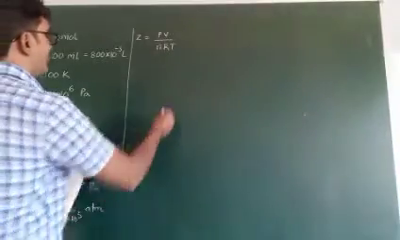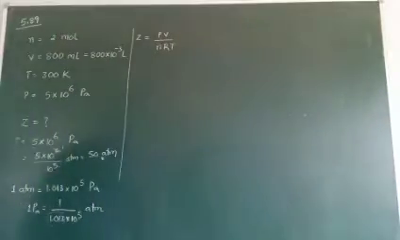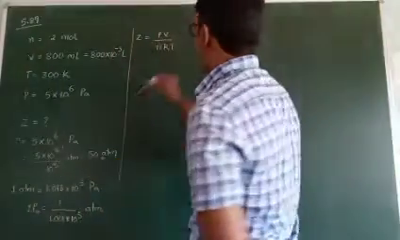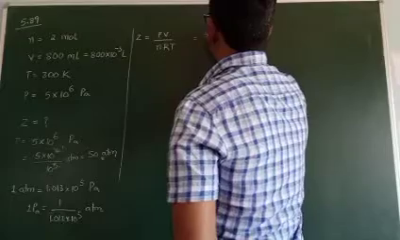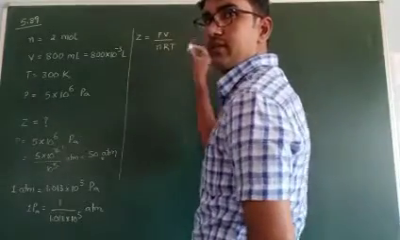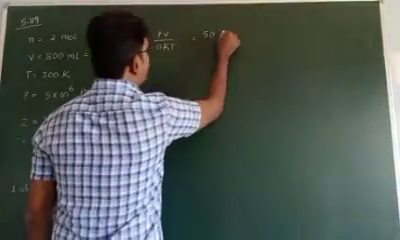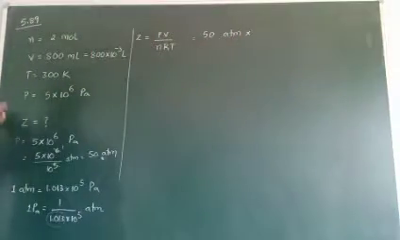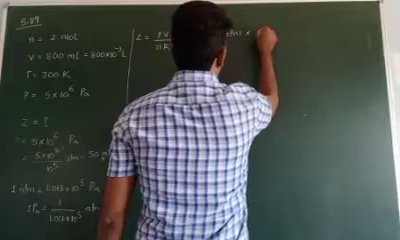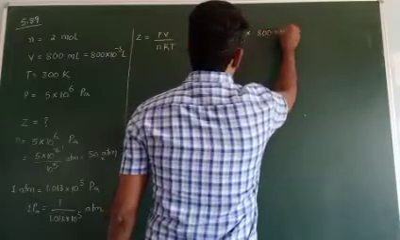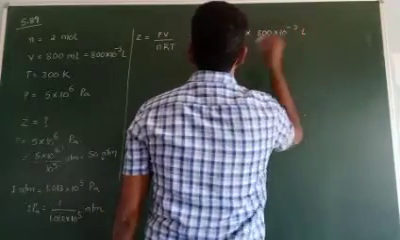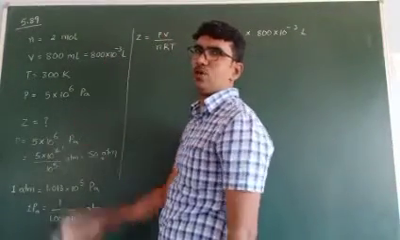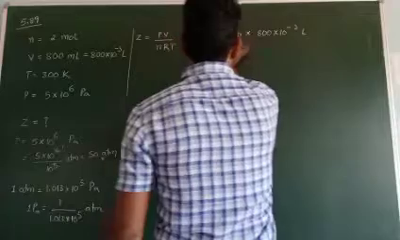Now write the terms. What is the P value here? Pressure value is 50 atmosphere. Is it visible or not? 50 atmosphere into volume, which is 800 into 10 to the power of minus 3 liters. Better to write directly 0.8 liters. No problem, everything is same.